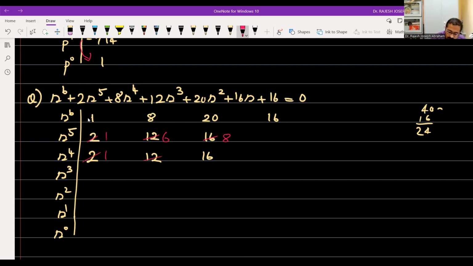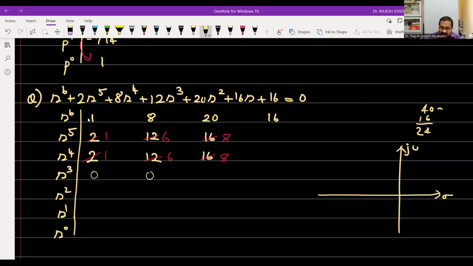I can write 1, 6, 8. What will be the next row? 1 into 6, 6 minus 1 into 6, 0 divided by 1, 0. Then 1 into 8 minus 1 into 8 by 1, again 0. So that means we have come across a case where all elements in the row are 0. Whenever you come across a case where all elements in a row are 0, it means that there are roots symmetrically located about the origin of the S-plane.